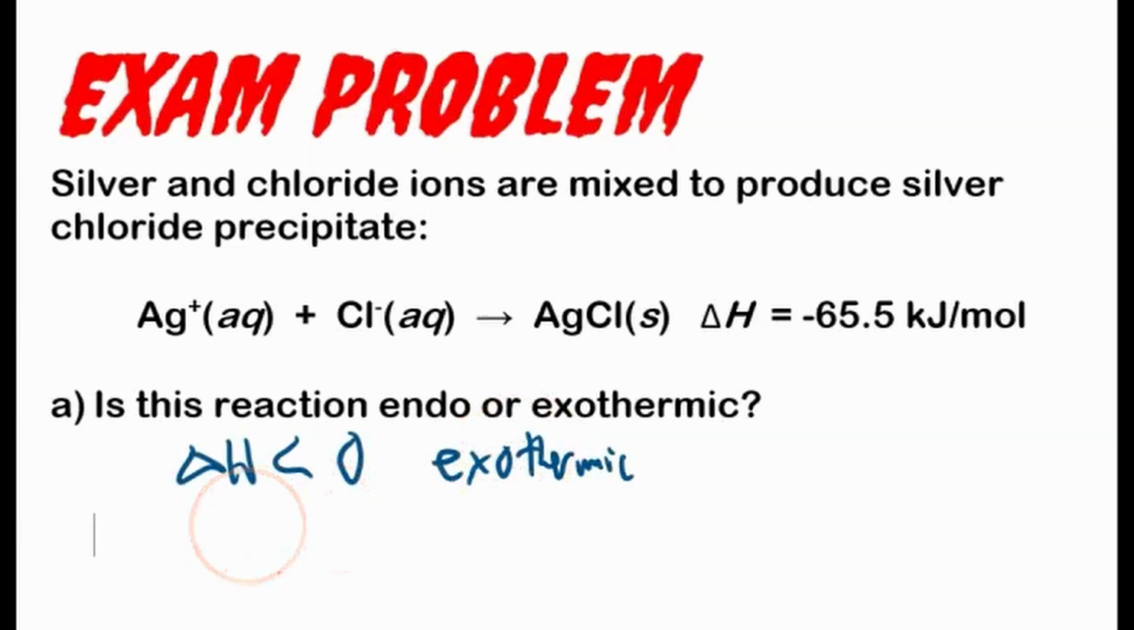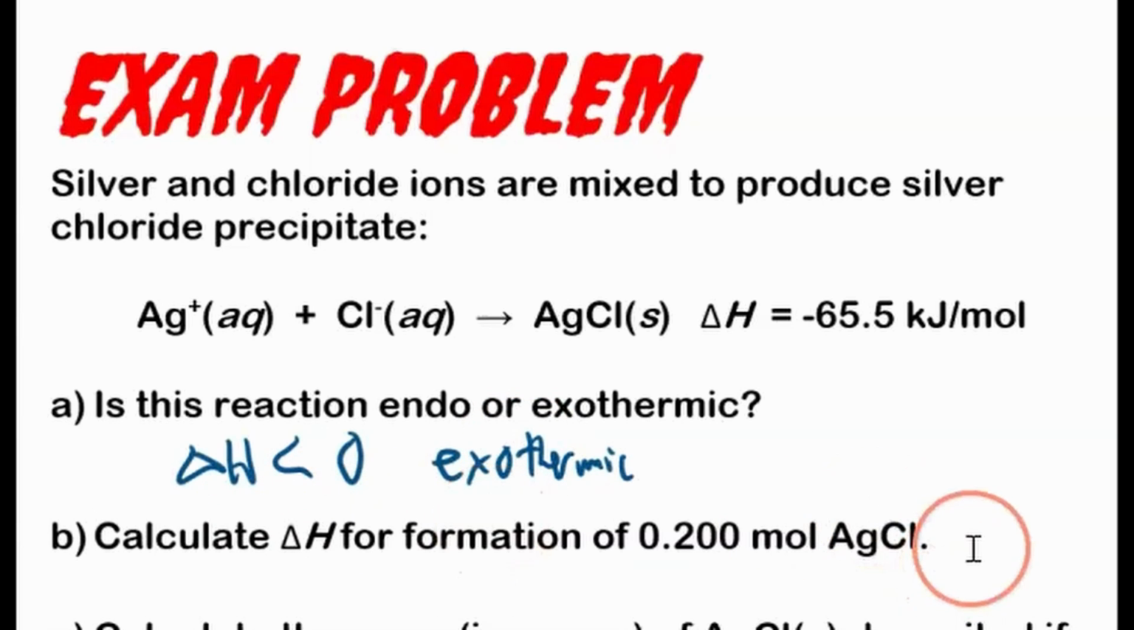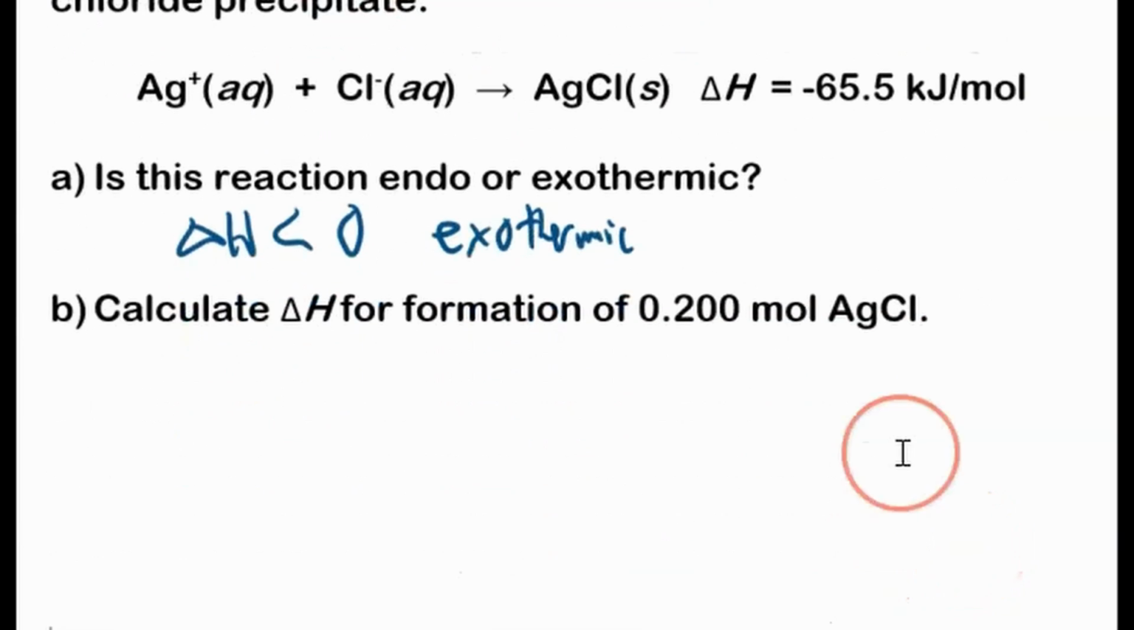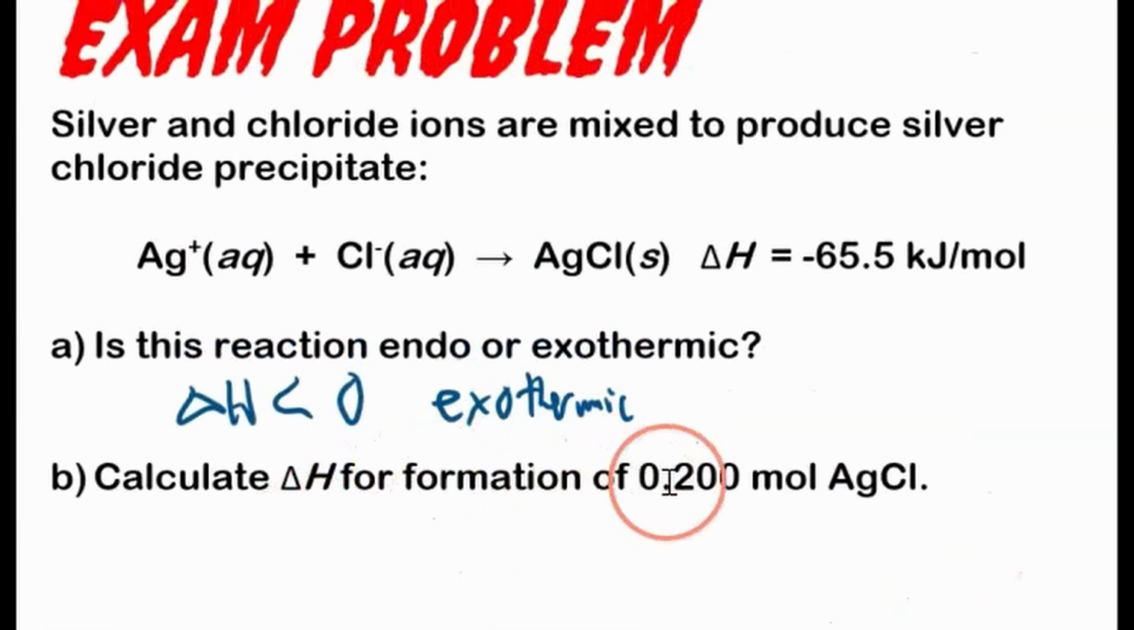So that's nice. We already talked about that one from the warm-up. Now we want to calculate the change in enthalpy for the formation of 0.2 moles of silver chloride. Now we have the change in enthalpy. This is per mole of the reaction.